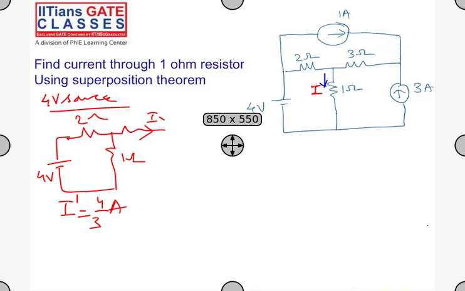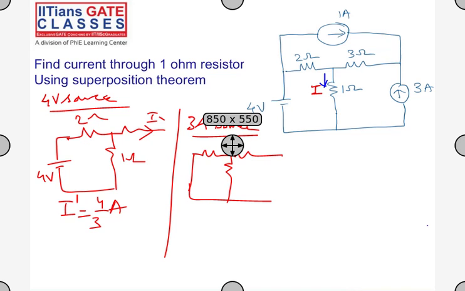Now considering the 3 amp source acting alone. What I have to do is short this and open that. This is how I'll get my circuit: 3 amps, 3, 2 and 1. I have to find the current here. If 3 amps is coming here, it gets divided. So I double dash is equal to 3 into opposite resistance by total resistance. This is 2 amps. Clear?